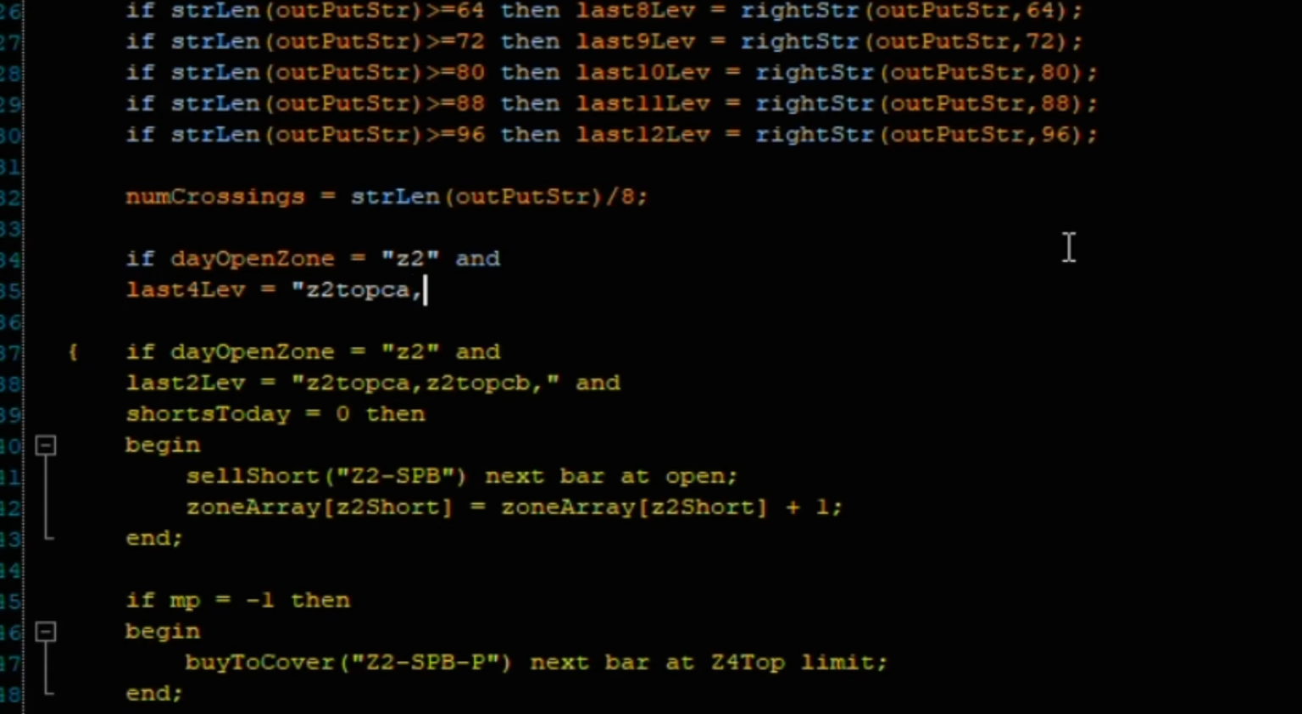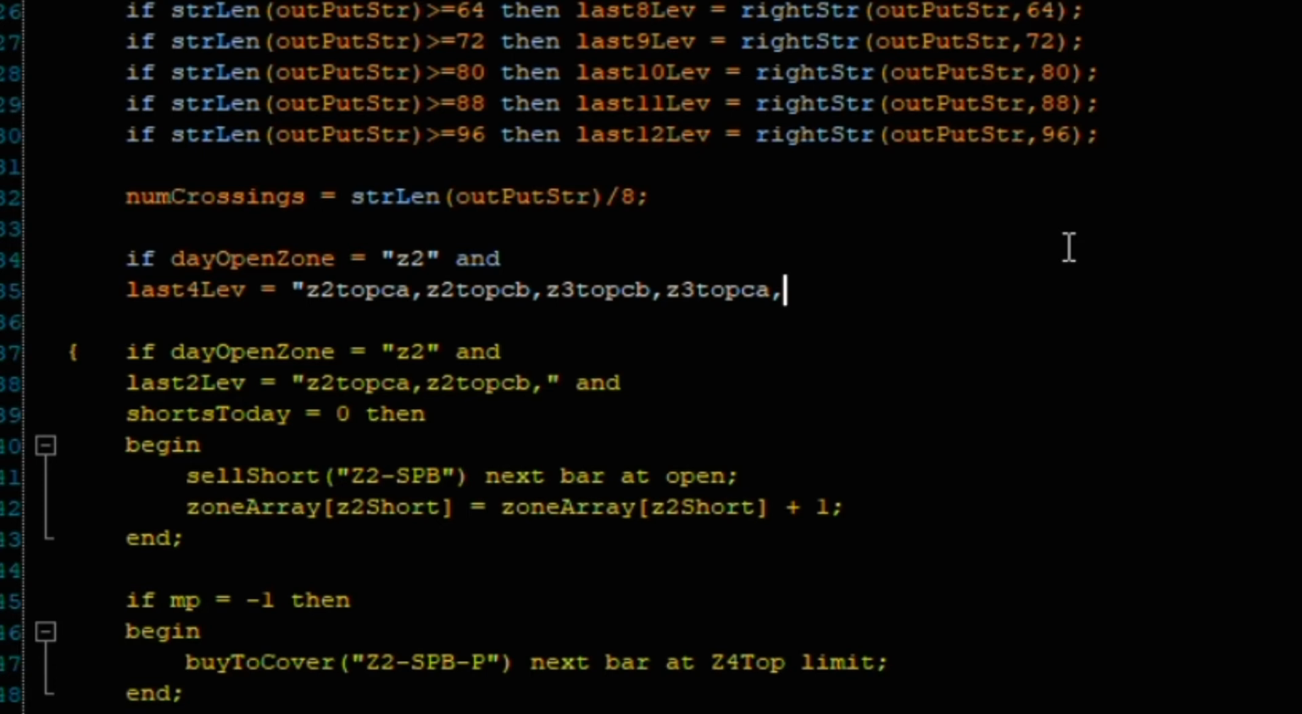Everything's got to be separated with a comma. Even the very last token, you have to put a comma in there. I did that to make it easy when you print out the metrics to an Excel spreadsheet, so that it'll dump itself into different columns. So zone 2 top cross above, zone 2 top cross below, comma, zone 3 top cross below, and then zone 3 top cross above, comma. Remember that last comma, that's imperative. You have to end it with a comma.